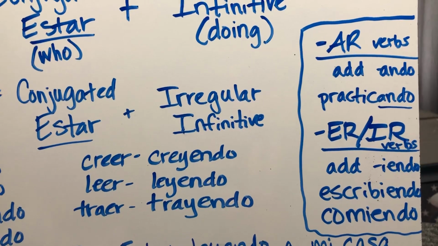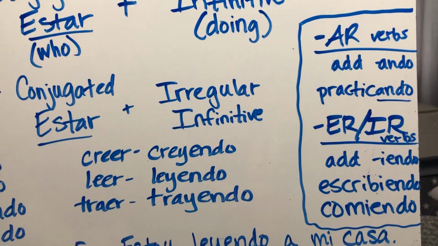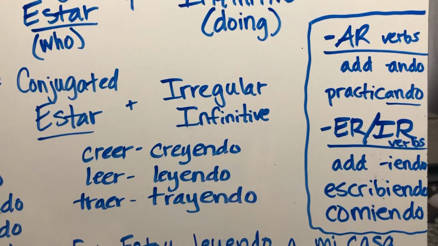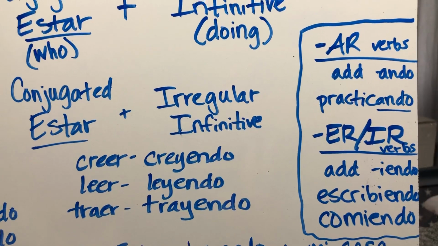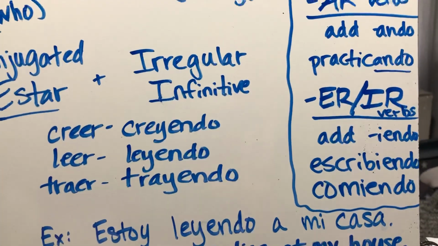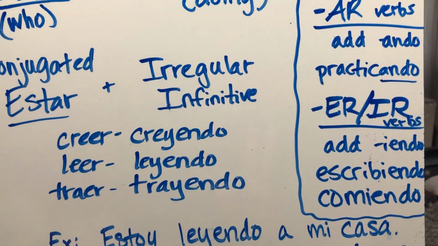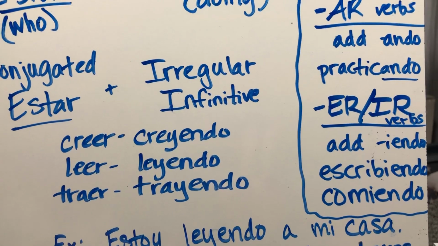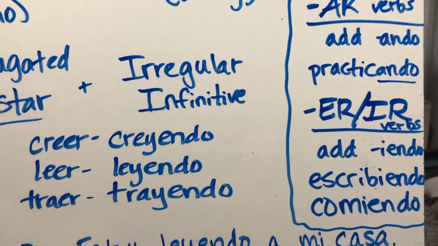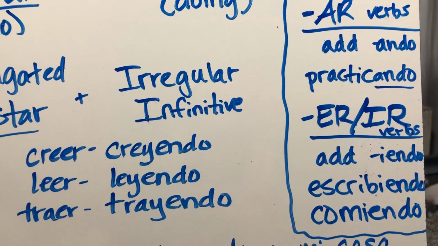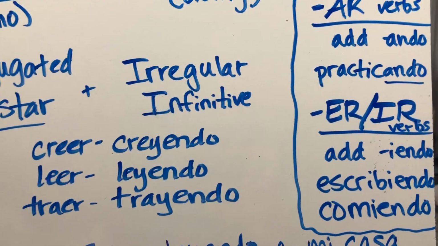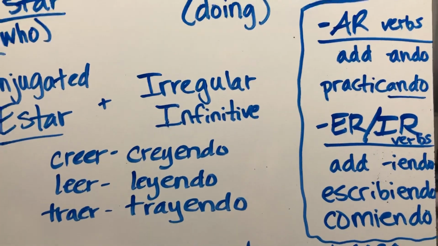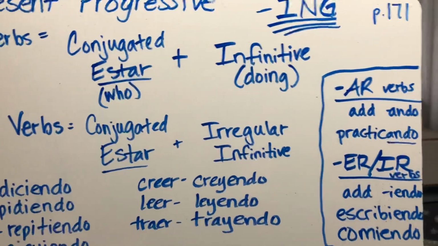You just simply take the AR off the verb and add ando, A-N-D-O. And so our nice normal verb practicar turns into practicando. The ER and IR verbs, these are all regulars, you just take off the ending ER or IR and you add I-E-N-D-O, iendo. So escribir, to write, turns to escribiendo. Comer, to eat, turns to comiendo. They have the same ending. So it's not too much to memorize. It really isn't.